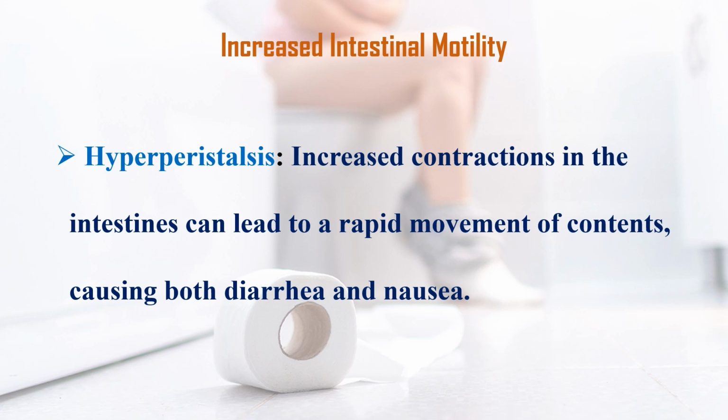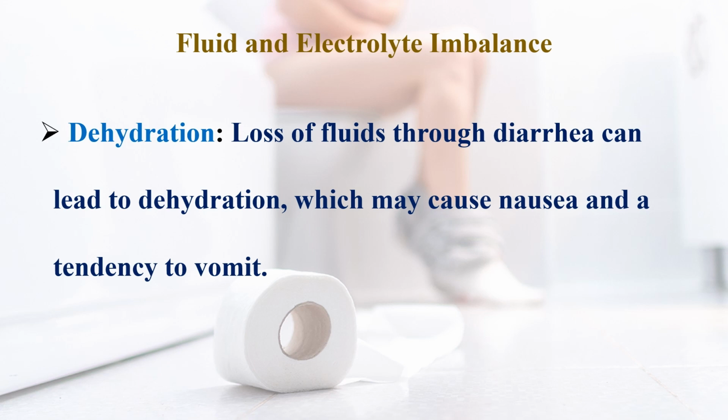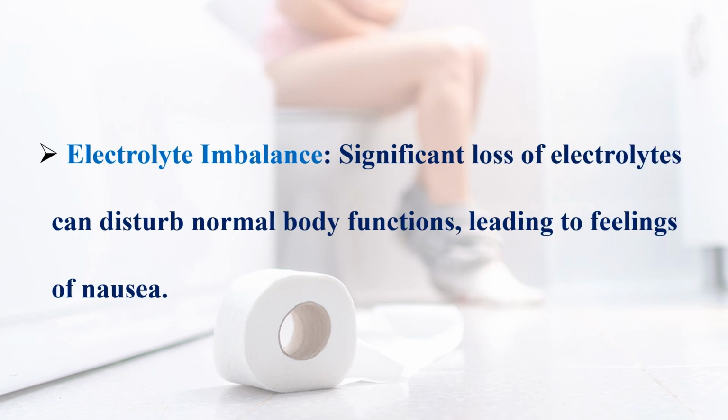Increased intestinal motility, hyperperistalsis. Increased contraction in the intestine can lead to rapid movement of contents, causing both diarrhea and nausea. It may be caused by some drugs. Next one, fluid and electrolyte imbalance. Dehydration. Loss of fluid through diarrhea can lead to dehydration, which may cause nausea and a tendency to vomit. Next one, electrolyte imbalance. Significant loss of electrolytes can disturb normal body functions, leading to feelings of nausea.